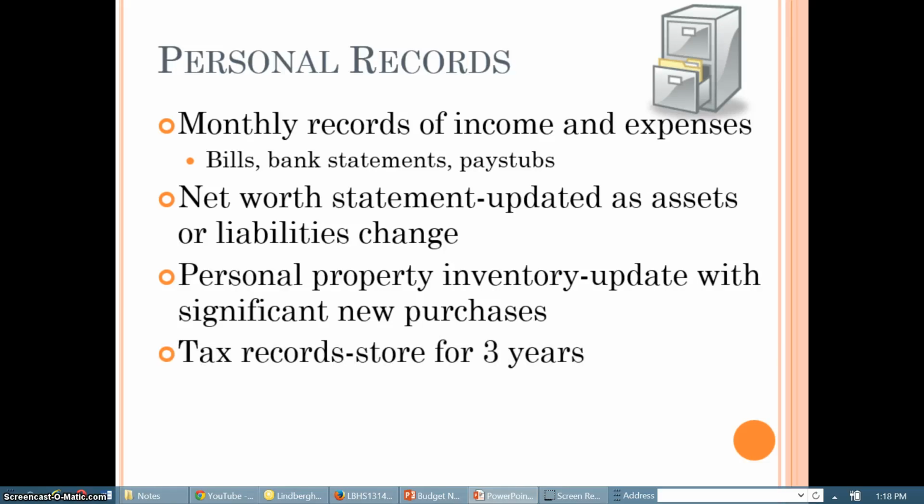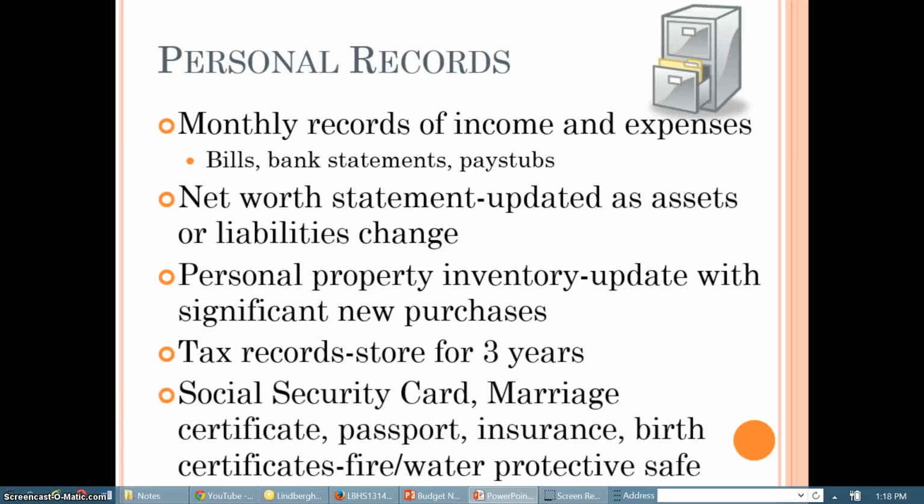Tax records should be stored for 3 years. So every year that I do my taxes, I keep a file for that year's taxes, and I keep them on hold for 3 years. Your social security cards, marriage certificates, passports, insurance cards, birth certificates should be in fire and water safe protection, in a safe place in your house, or in a safety deposit box.